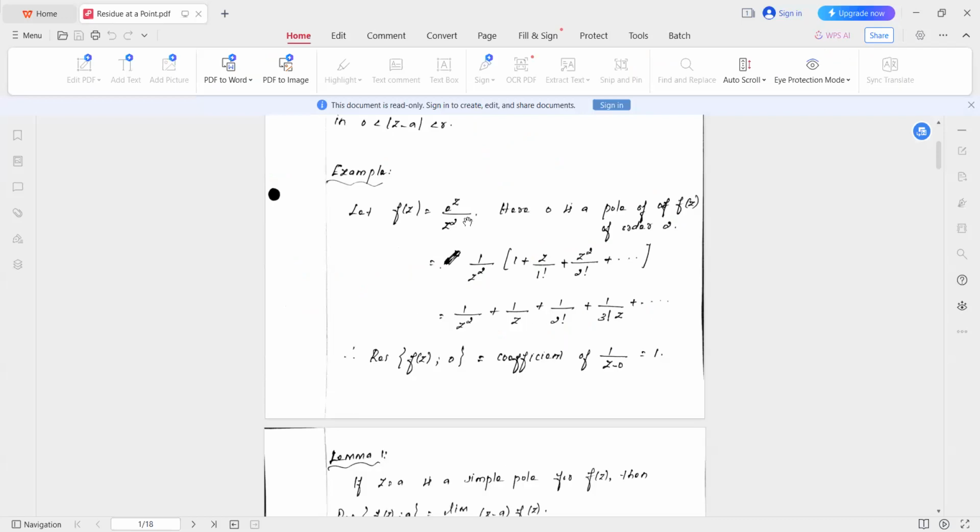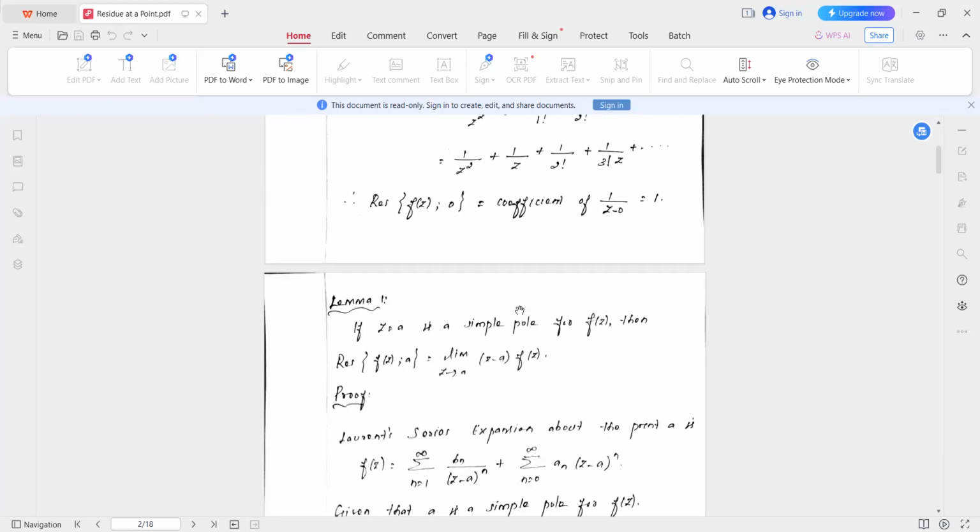So, e power z by z minus 0 the whole square: the denominator part has only one singular point, which is a pole of order 2.